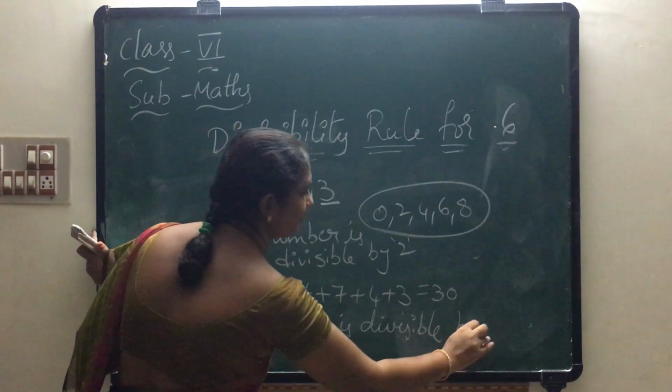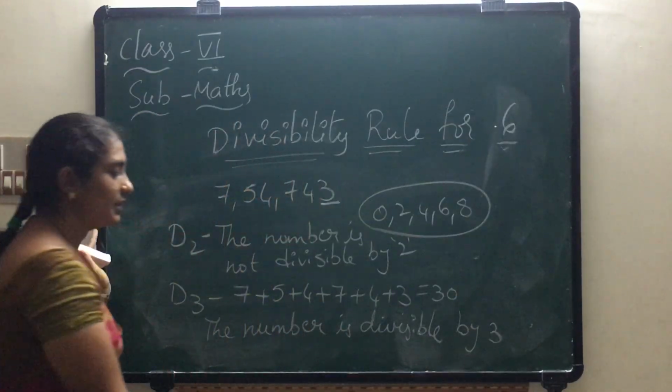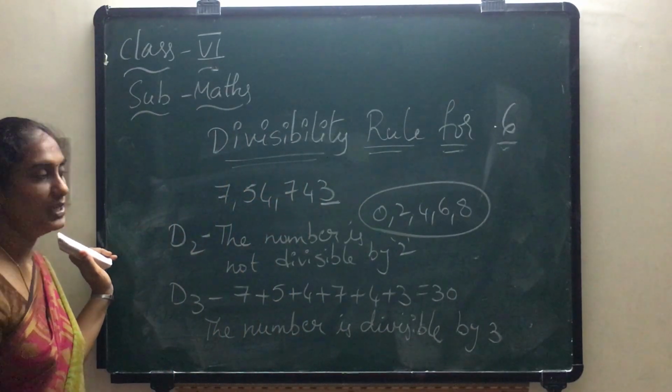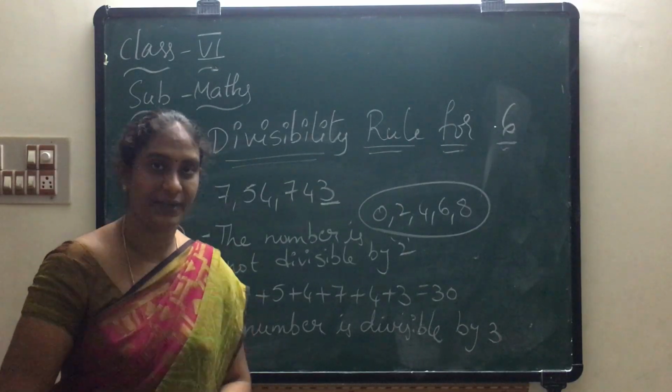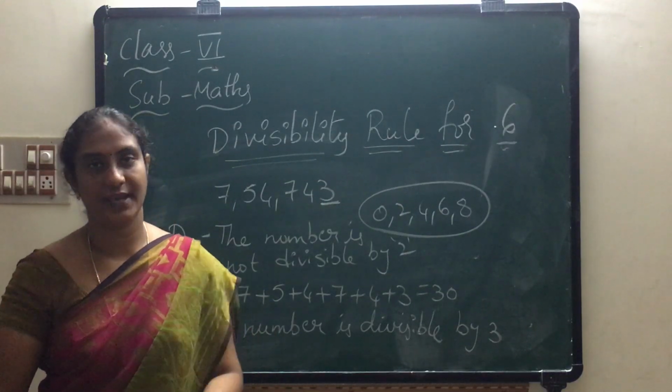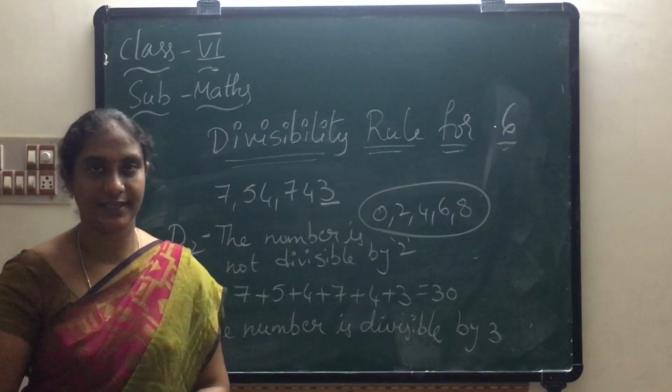Divisible by 3. The number is divisible by 3. For the 6 table, what is the rule I told? The number compulsorily must be divisible by 2 and by 3. Then only it is divisible by 6, I told.